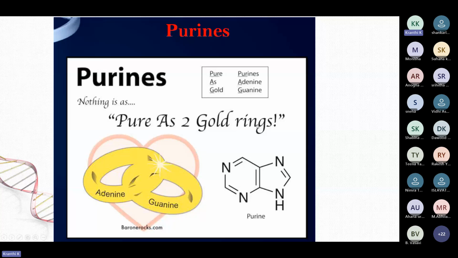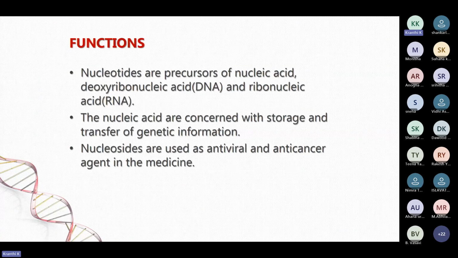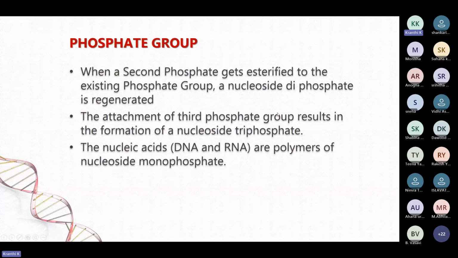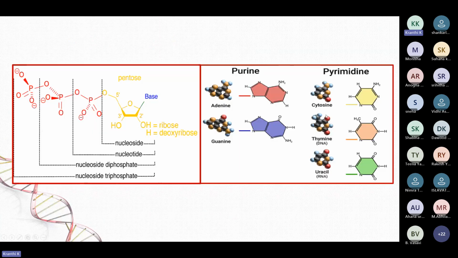Simply remember this one: purines are pure as two gold rings. A means adenine, G means guanine. So purines are adenine and guanine, and it is two gold rings, so that is a double ring structure. That's the reason we are using this two gold rings. This is how you have to remember the purine. Then the pyrimidine is a single ring structure only. You can easily remember it like this.